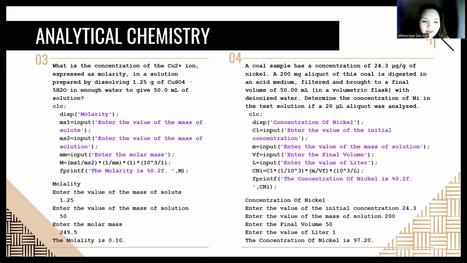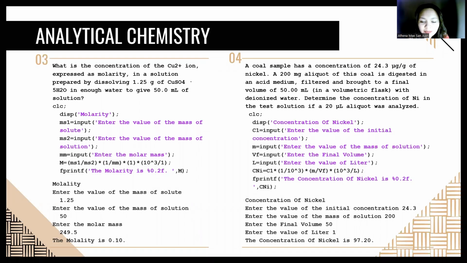What is the concentration of the copper ion expressed as molarity in a solution prepared by dissolving 1.25 grams copper sulfate in enough water to give 50 ml of solution? Enter the value of the mass of solute, enter the value of the mass of solution, and enter the molar mass. So the molarity is 0.10.